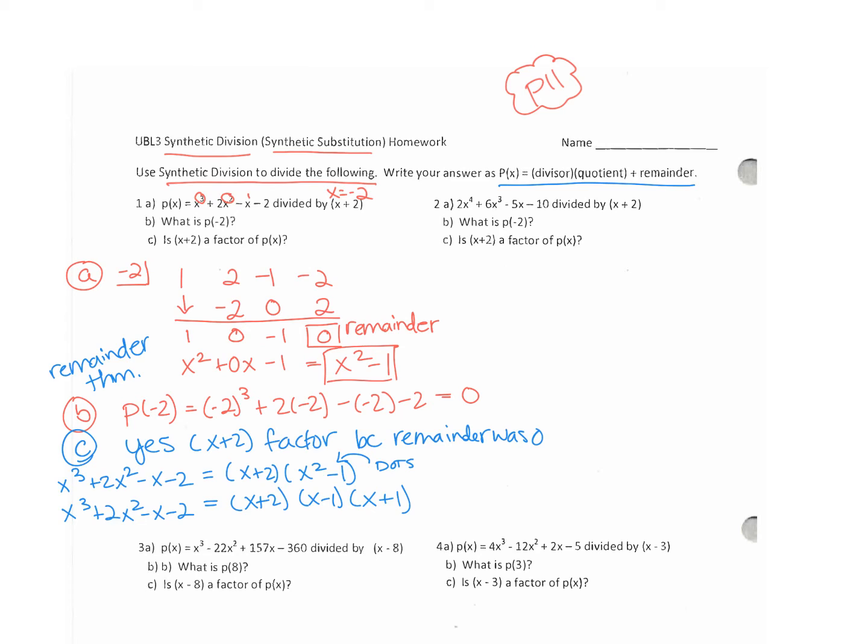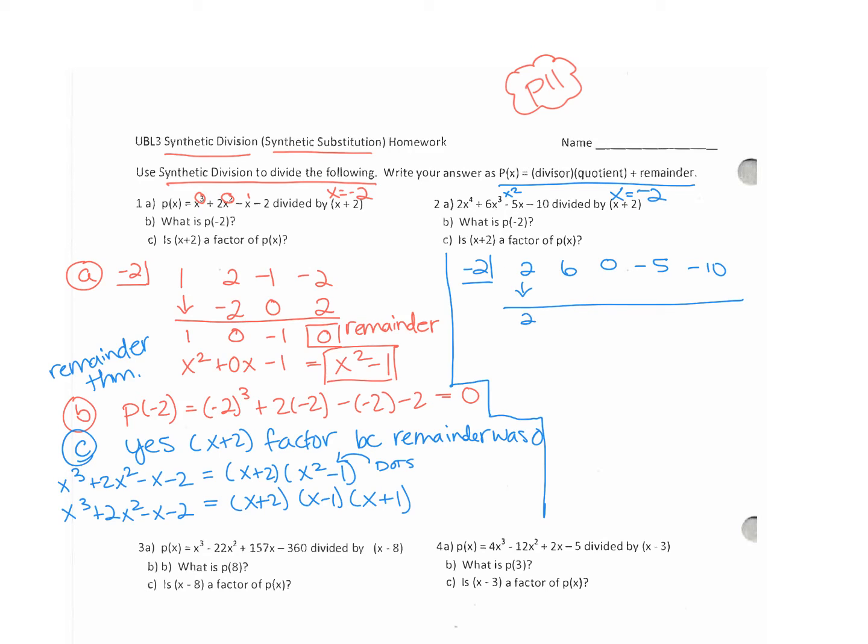So let's take a look at number 2. Number 2 says to divide this by x plus 2. So when I solve this, I would get x equals negative 2. So negative 2 is going to go into my synthetic division. Now be careful, there's no x squared term. So I need to remember to put a 0 placeholder in for that coefficient. So I have a 2x to the 4th, I have a 6x cubed, a 0x squared, a negative 5x, and a negative 10. So let's do this.